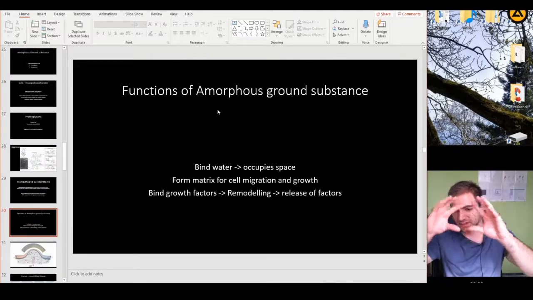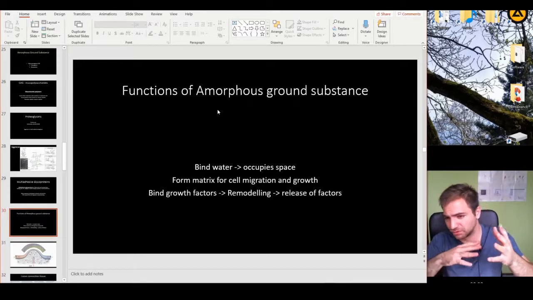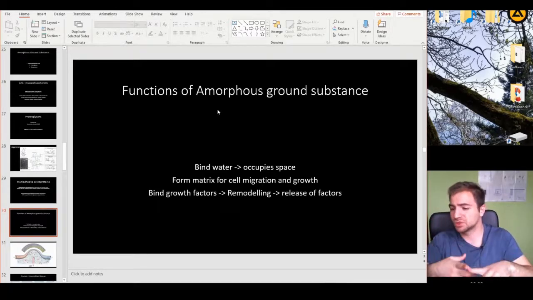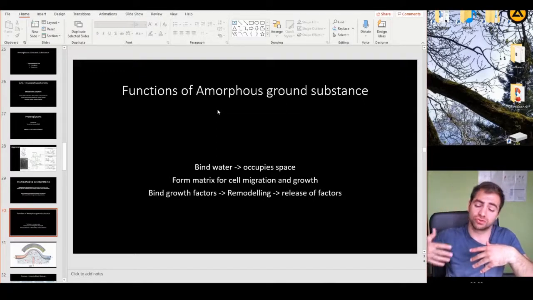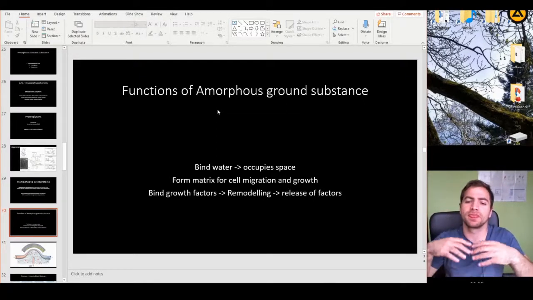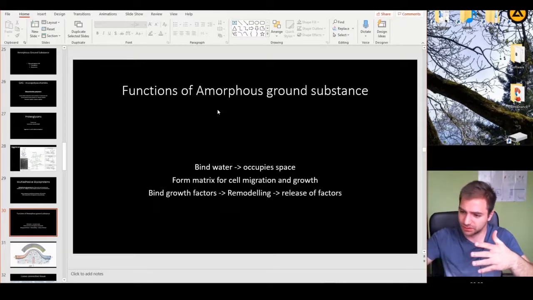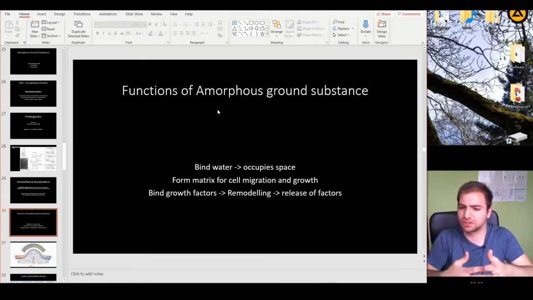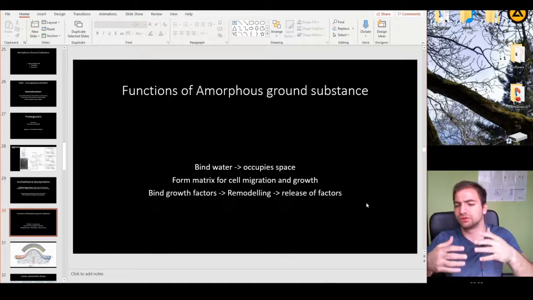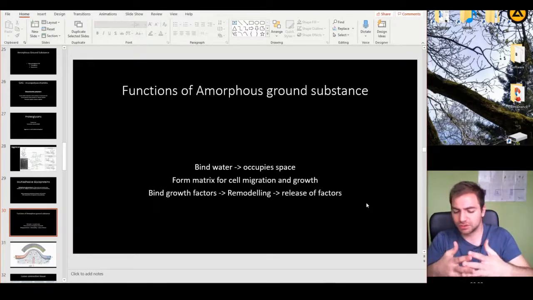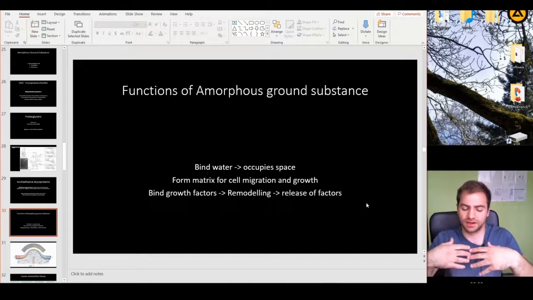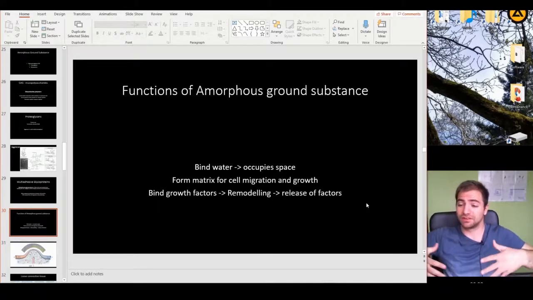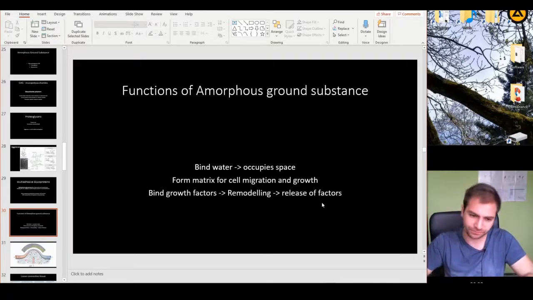Of course, this is a sum up of what we discussed so far: the functions of the amorphous ground substance, the function of the ECM, that it binds water, also occupies space, and as a consequence we have also the mechanical properties of water. It forms the matrix for cell migration and growth. This is in part because of the aggrecan structures and proteoglycan structures along with the multiadhesive glycoproteins. And again, because we have the growth factors interspersed in the ECM, then during the procedure of remodeling, after the destruction of the structures, these factors are going to be released, and again the circle begins from the beginning.